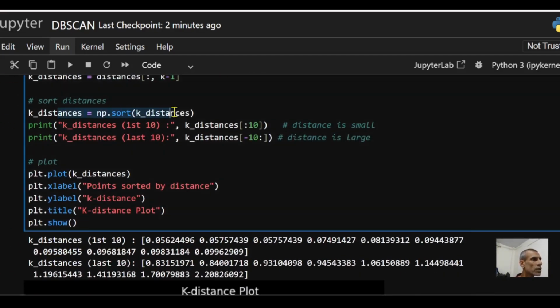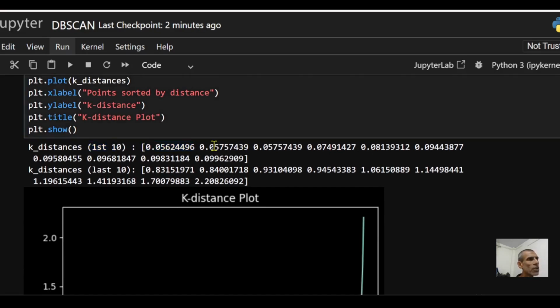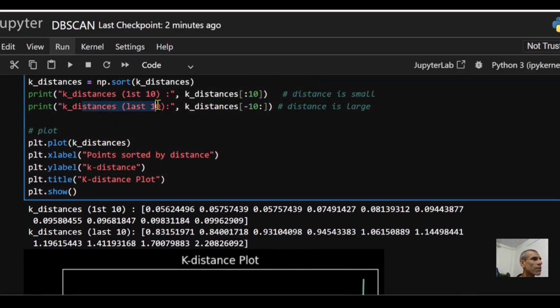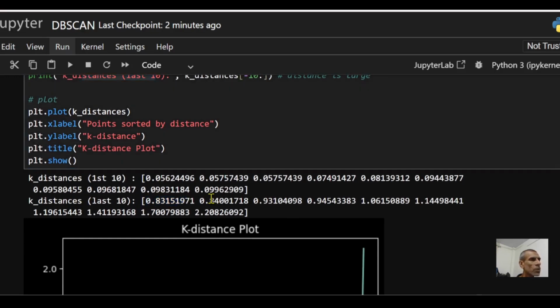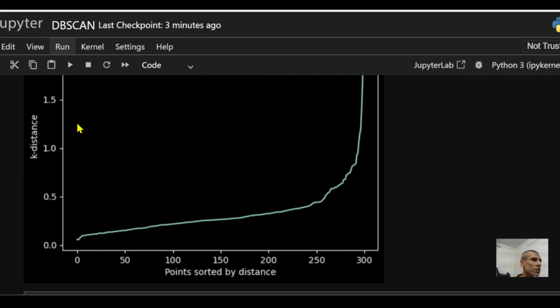Then I sort the distances, and I print out the first 10 and also the last 10 just to show you. When I print out the first 10, look at that, it's very small. So the k nearest distance is small for the points that are close. But when I print out the last 10, you can see that the distances are large, for the points that are very far. Then I plot them, and this is how my k distance plot looks like. You can see that your elbow is somewhere over here. So in this case, I would pick like 0.5. That seems like the right number. So 0.5 is my epsilon.